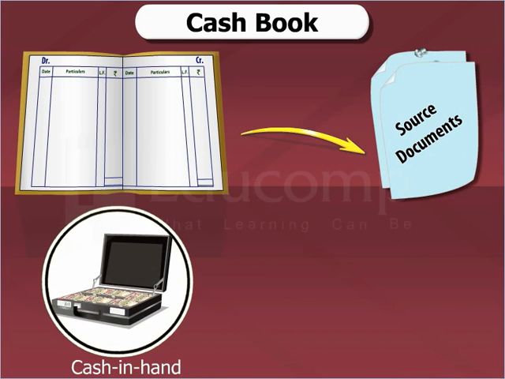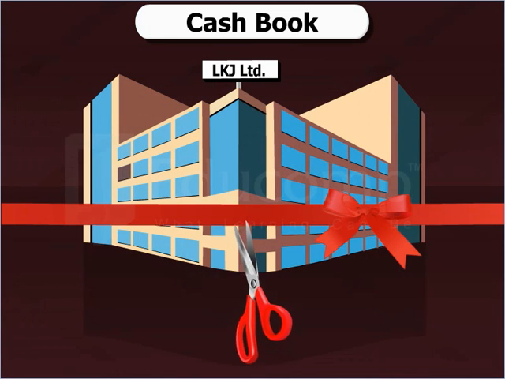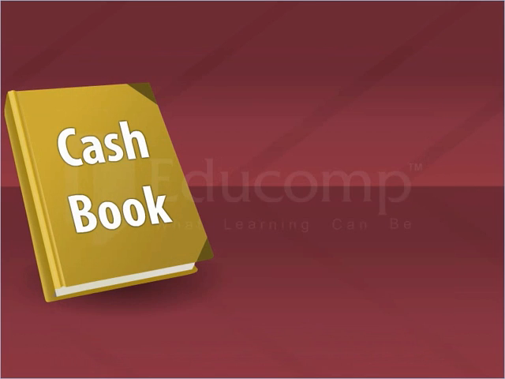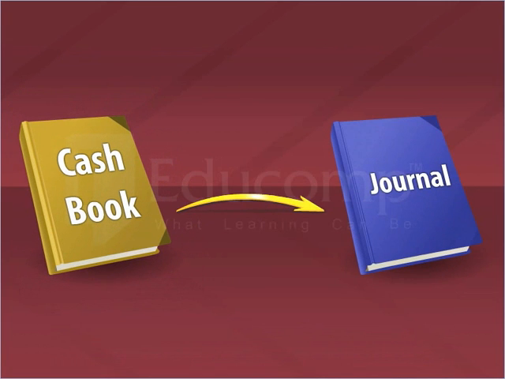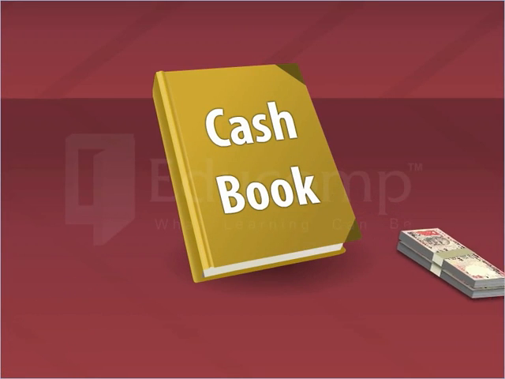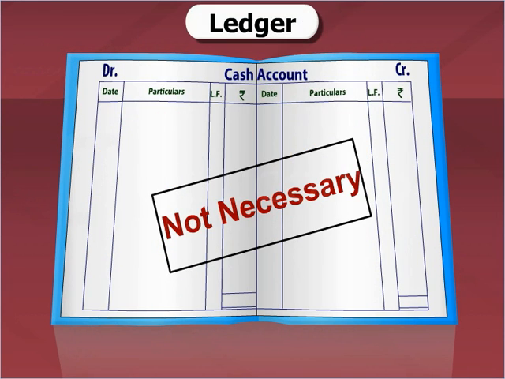It starts with the cash and bank balance at the beginning of the period. If a business is new, then there is no cash balance to start with. Once a cash book is prepared, cash transactions are not recorded in the journal. It is important to note that while recording transactions in a cash book, it is not necessary to open a cash account in the ledger.